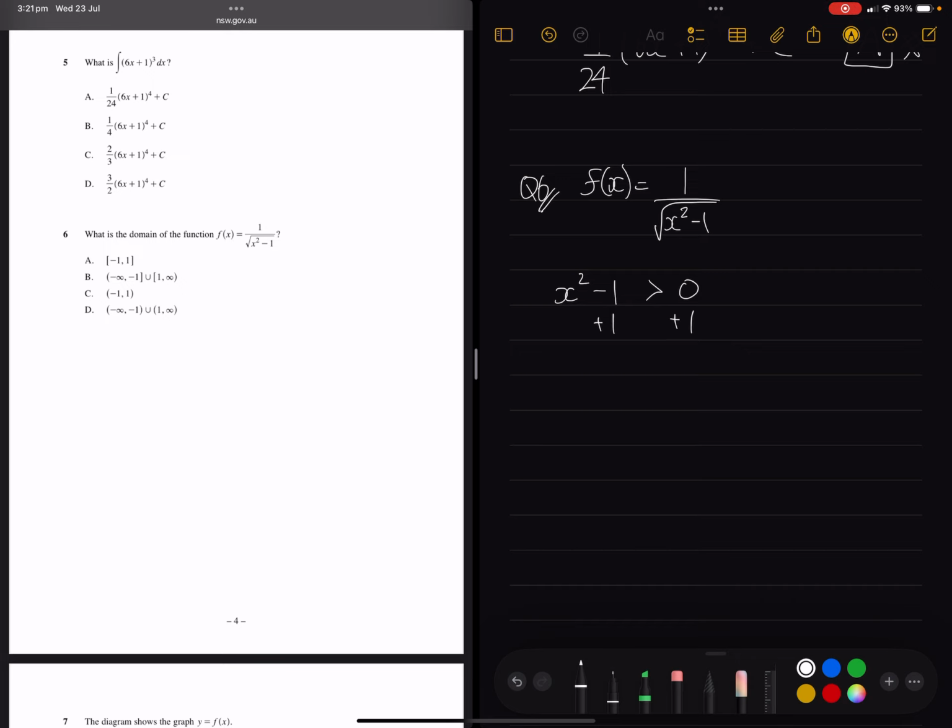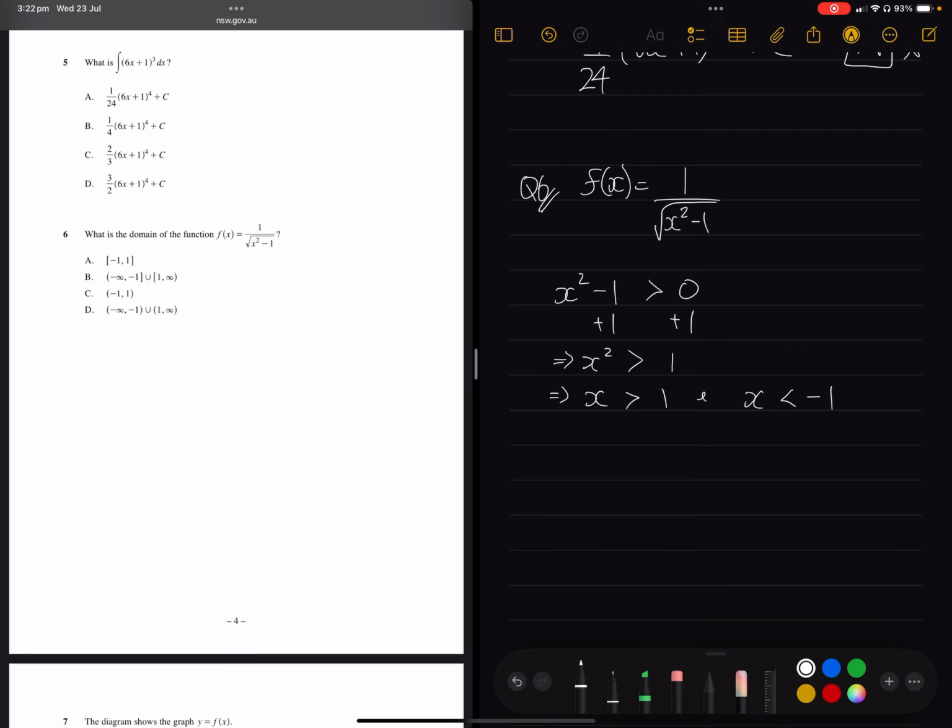So add 1 to both sides. We need x squared to be greater than 1. Square root both sides. We get x has to be greater than plus minus 1. Now, the minus is a little funny here. This actually manifests in an unusual way where this answer becomes x is greater than 1 and x is less than negative 1.